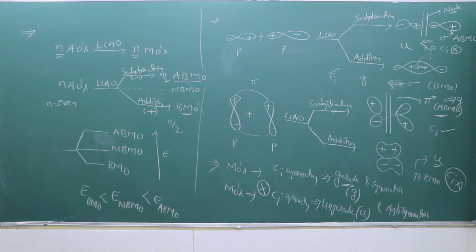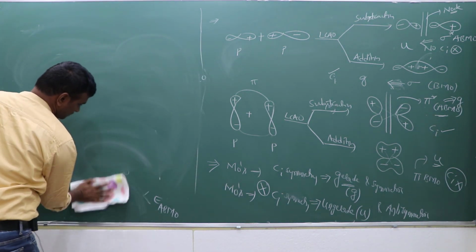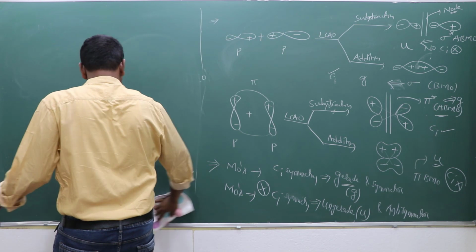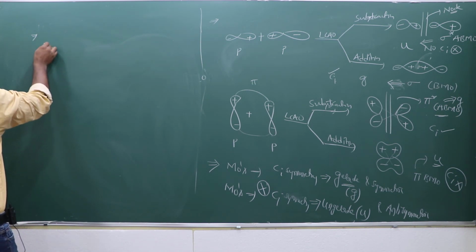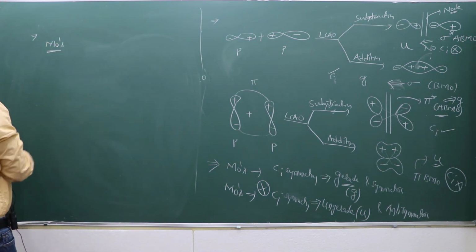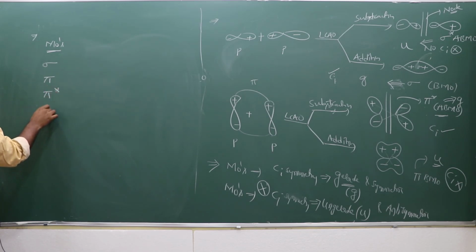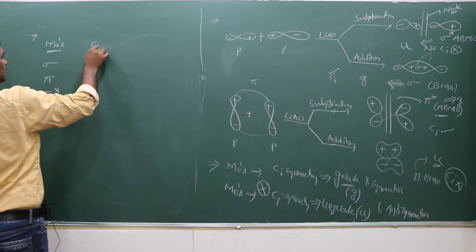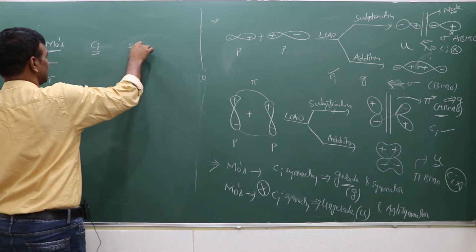So based on this gerade and ungerade concept, the electronic transitions have one selection rule which may be generated for the electronic transitions purpose. See, listen. The molecular orbitals are sigma bonding and pi bonding, pi star and sigma star, right? And whether the CI symmetry element, the center of inversion, is present or not, based on that symmetry it is going to be gerade or ungerade.